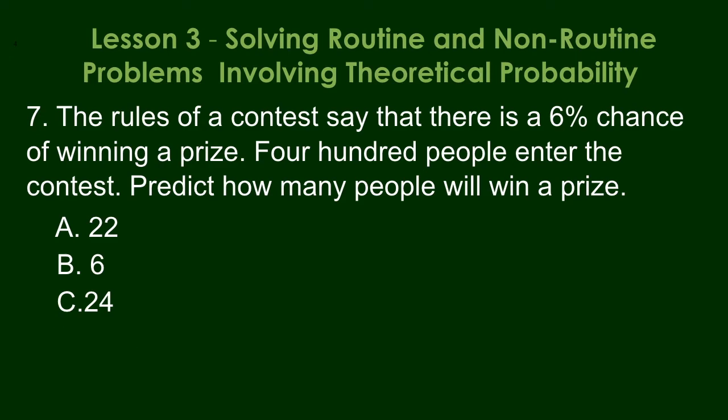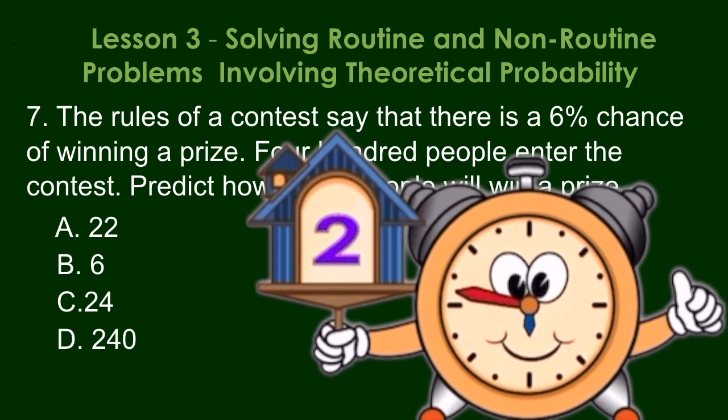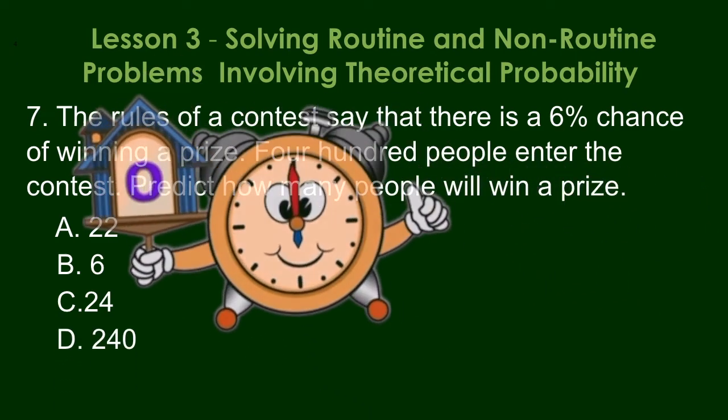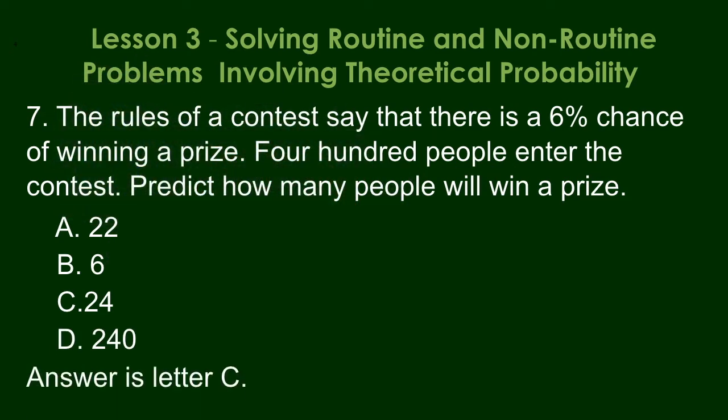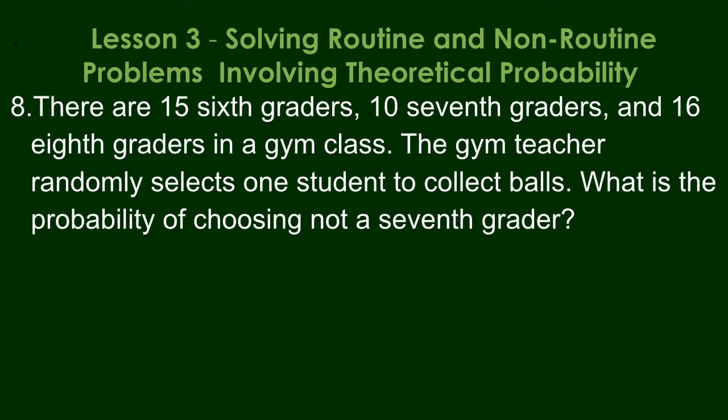Timer starts now. Time is up. The correct answer is letter C, 24. Next, number 8. There are 15 6th graders, 10 7th graders, and 16 8th graders in a gym class. The gym teacher randomly selects one student to collect balls. What is the probability of choosing not a 7th grader?